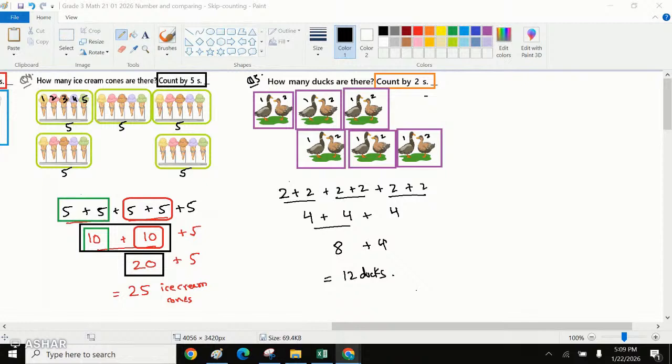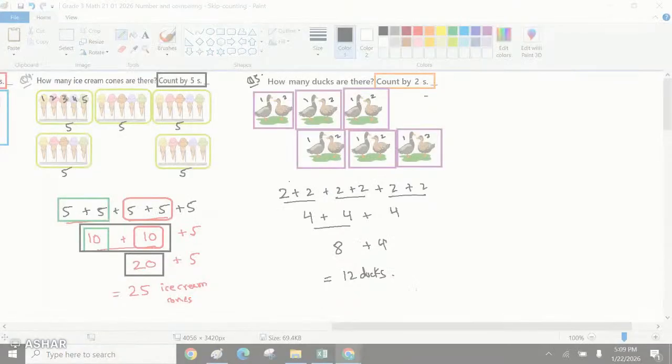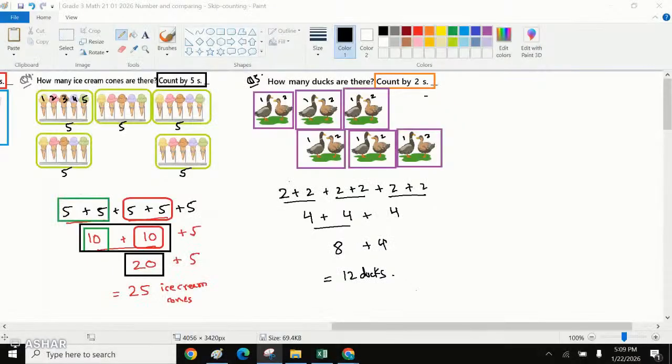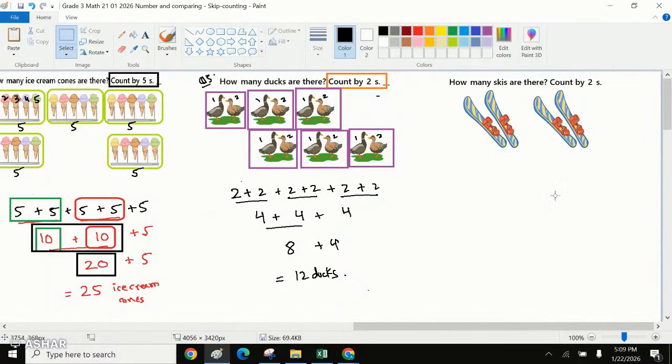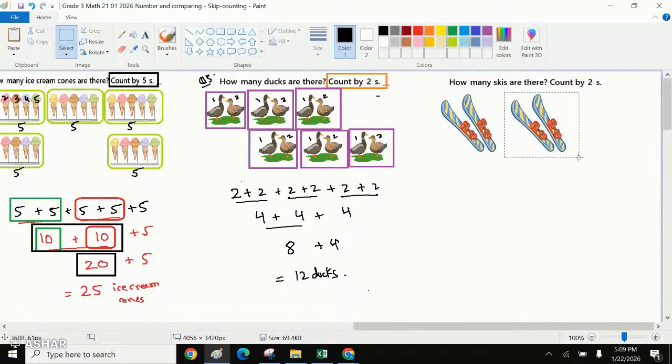Sorry. Let's look at the next question. Let's count the number of skis by twos. I'm going to change the number of skis. So just give me a minute, please. If these were the original number of skis given in the question, let's change the number of skis. Just changing to a smaller value. Now if I say this is the given question, question number 6, and we need to count by twos, right? By the multiples of twos.